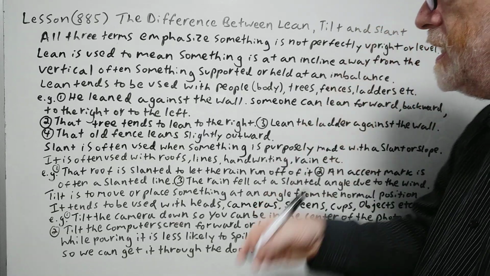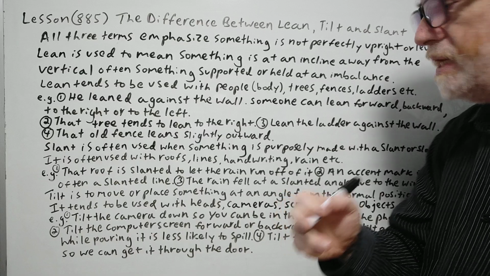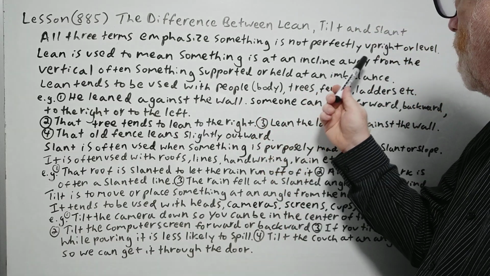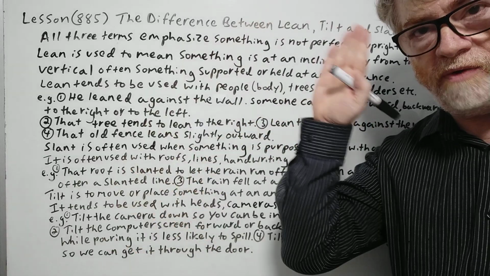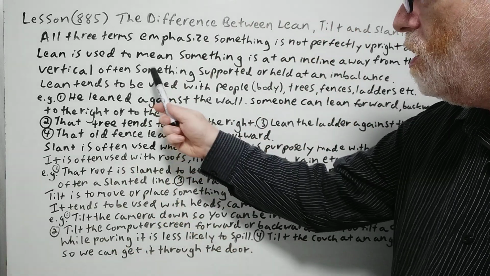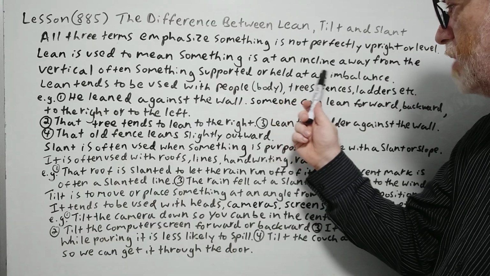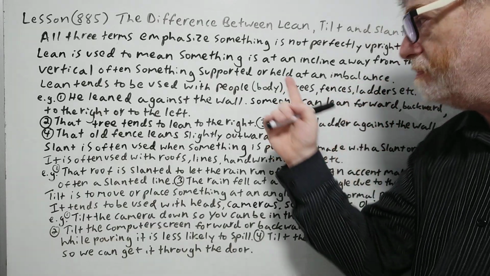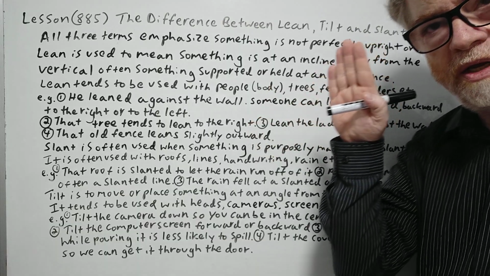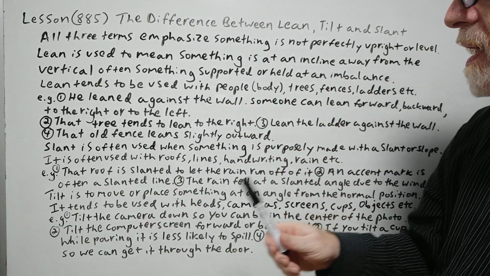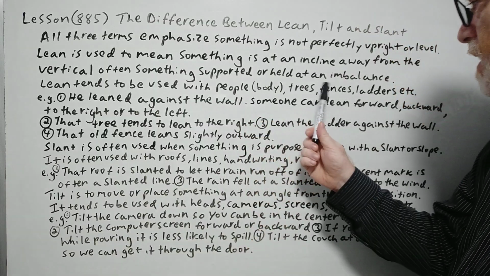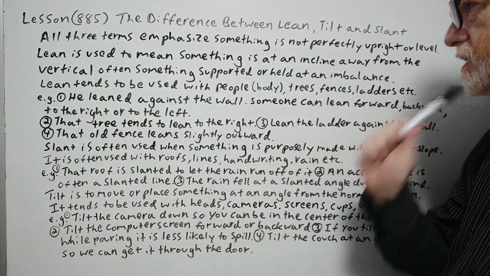Let's continue. Lean is used to mean something is at an incline, so it's slightly at a certain angle, away from the vertical, away from straight up. Often something supported or held at an imbalance. So something supporting it, that's one key part about it, and it could be held at that angle. Lean tends to be used with people, well, your body, of course, trees, fences, ladders, etc.